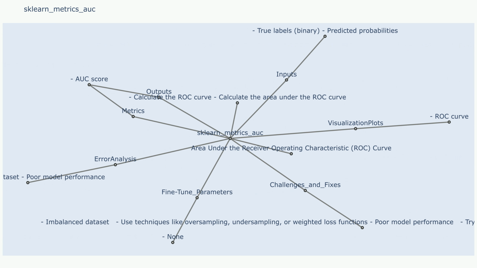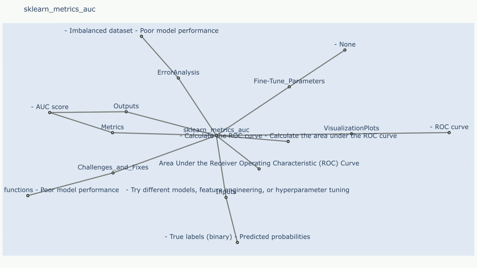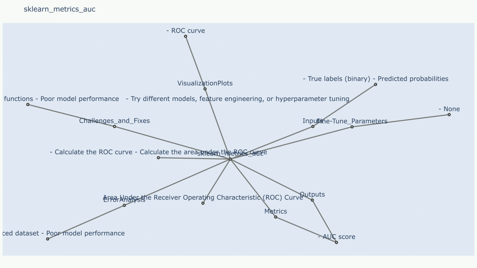Metrics. Metric 1: explain in detail AUC score. It ranges from 0 to 1, where 1 represents a perfect classifier and 0 represents a classifier that always predicts the wrong class. Metric 2: explain in detail ROC curve, receiver operating characteristic curve. This plot shows the relationship between TPR and FPR at different threshold values. It is often used to visualize the performance of a binary classifier.